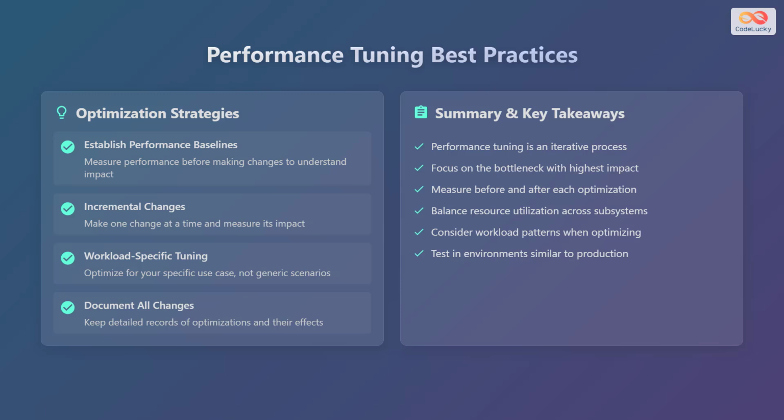In summary, performance tuning is an iterative process. Focus on the bottleneck with the highest impact. Measure before and after each optimization to quantify the improvements. Balance resource utilization across subsystems to avoid creating new bottlenecks. Consider workload patterns when optimizing to ensure the changes are beneficial for your specific applications. Finally, test in environments similar to production to ensure the optimizations work as expected in real-world conditions.